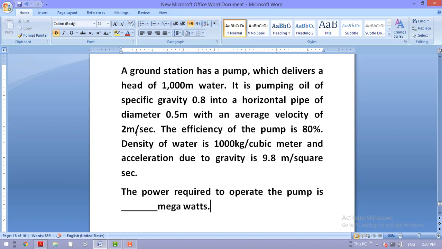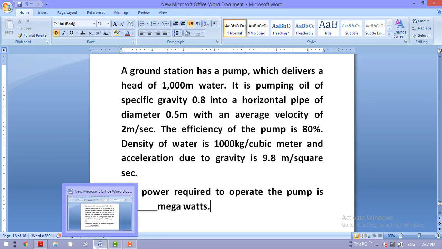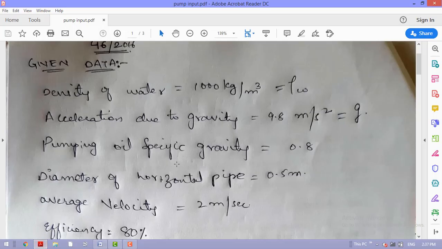So here you can understand one thing: he is asking us to calculate the power required to operate the pump, which means that he is asking us to calculate the input power required for the pump. Okay, so let us quickly see the answer for it.